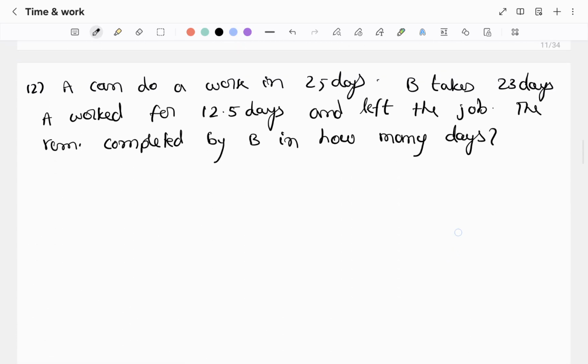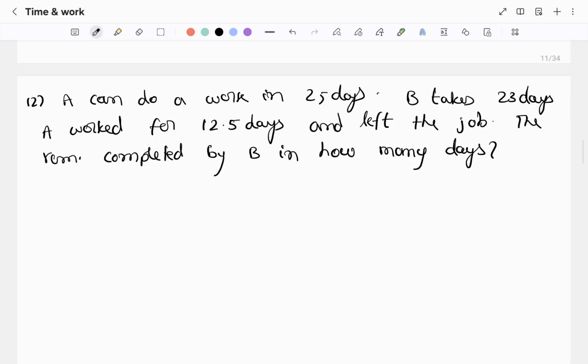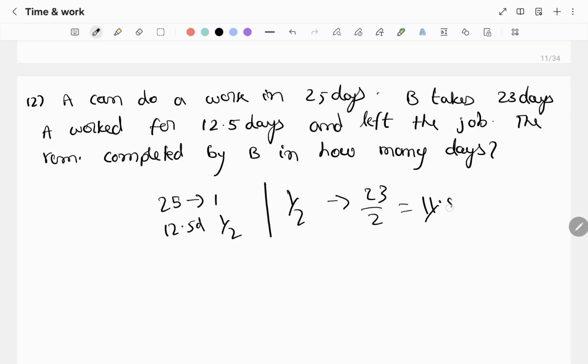Next. A can do a work in 25 days. B takes 23 days to complete that work. A worked for 12.5 days and left the job. The remaining work is completed by B in how many days? Now A actually takes 25 days to complete a work, but if he works for 12.5 days, he completes half of the work. Then half of the work has to be completed by B. B takes 23 days to complete the work, then half of the work is 23 by 2, which is 11.5 days.